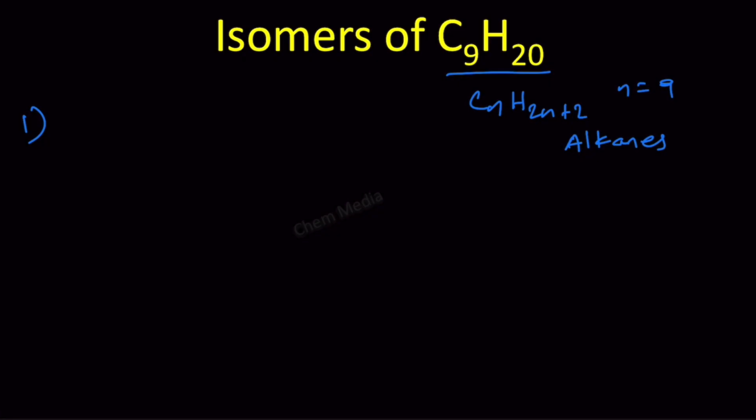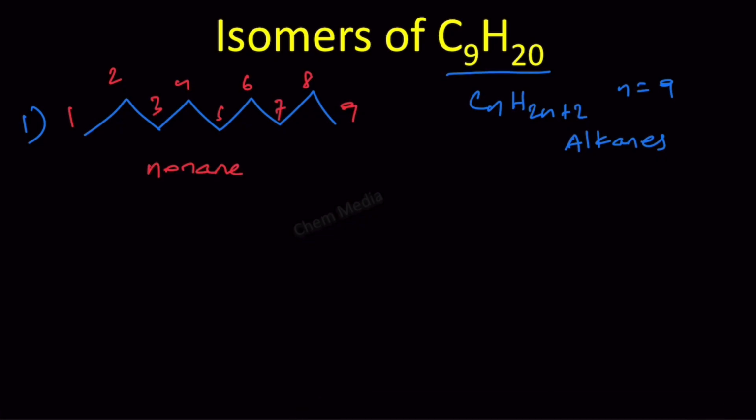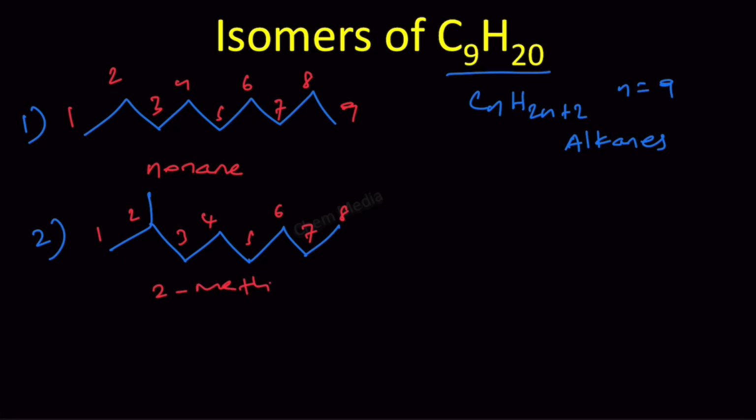Number 1, we are going to write nonane, 1, 2, 3, 4, 5, 6, 7, 8, 9. This is the only isomer possible with the 9 carbon chain. Let's move to the octane chain, 1, 2, 3, 4, 5, 6, 7, 8, and then 1 methyl group at 2 position. This is 2-methyloctane, and then we can also write 3-methyloctane, 1 methyl group at 3 position.